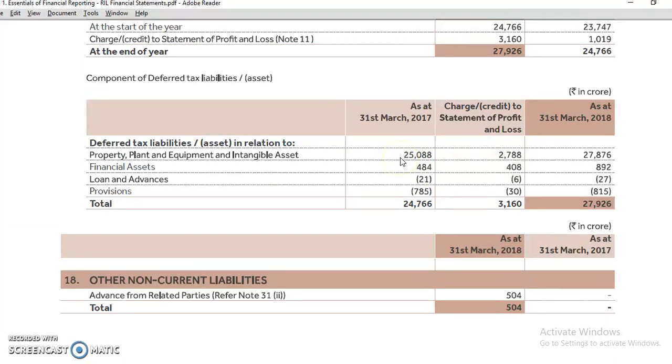That's a very short explanation. If you want to know in detail, please write down. I will post another video explaining more details about deferred tax liabilities.